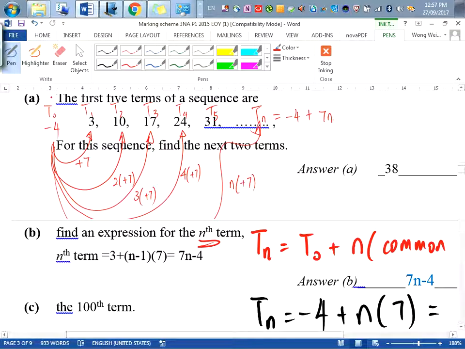Always find out what T0 is first. Once you find out what T0 is, you always add n times the common difference. This will give you the answer. Yes? If they don't have a common difference, then you need to find another pattern. Then there is no fixed answer. I don't have a fixed way to tell you how to solve every single pattern, so you need to think on the spot.